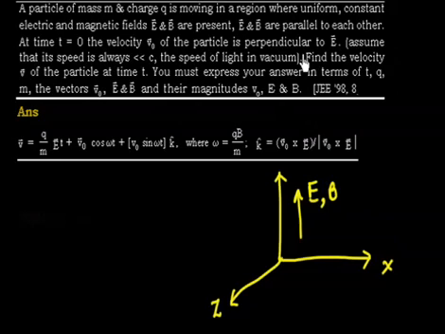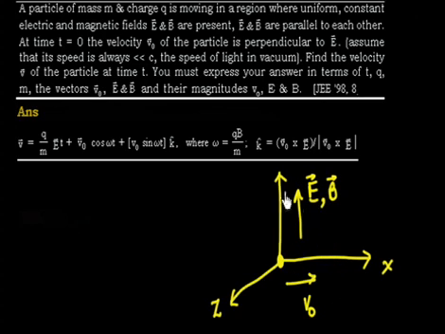Now the question says at t equals 0 the velocity v naught of the particle is perpendicular to the electric field. So we have a particle that is given a velocity v naught. This particle at t equals 0, let us say is at the origin, and has been given a velocity v naught perpendicular to the electric field. So this is my electric field and this is my magnetic field. This is in the y direction and velocity is in the x direction.